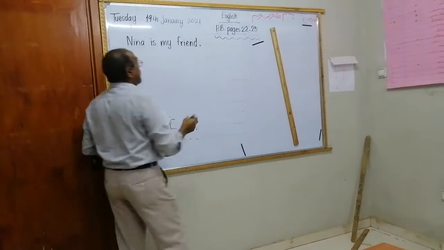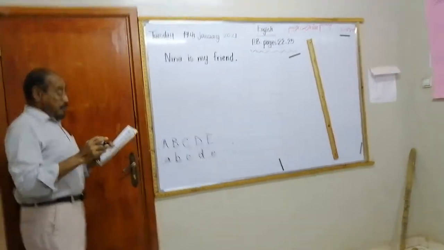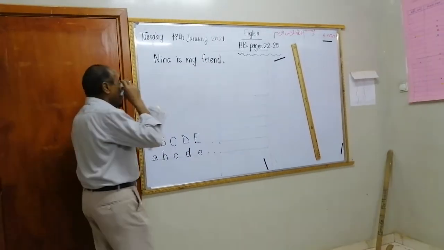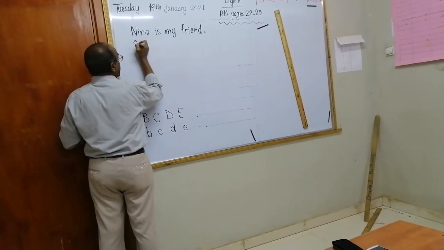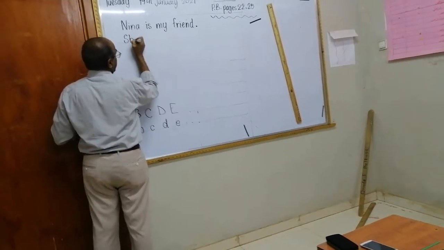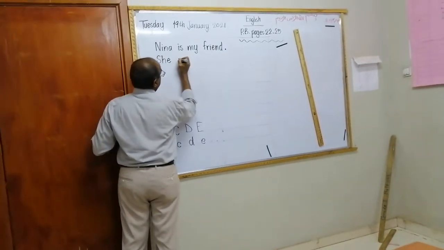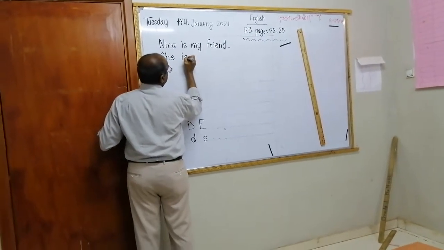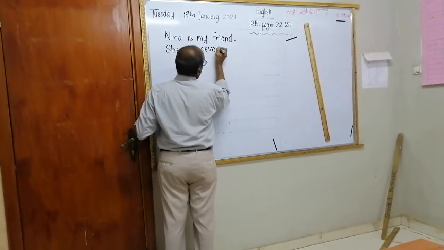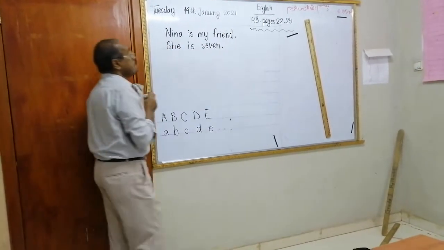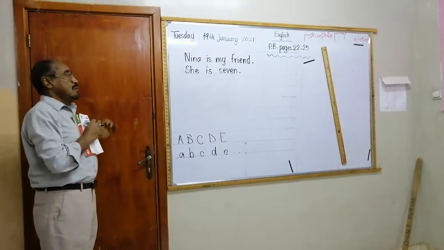Here I write a full stop, the end. Number two, the same thing. Small s, big capital S, the beginning. She is 7. Full stop. Finished. Okay?